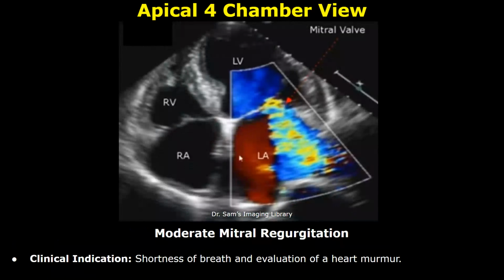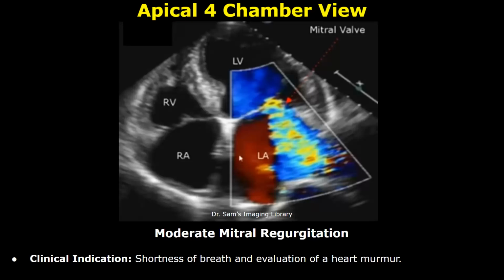Now I will include only the findings which are abnormal. The normal findings are excluded because of repetition. So from now on, you will only see the abnormal findings in each case.